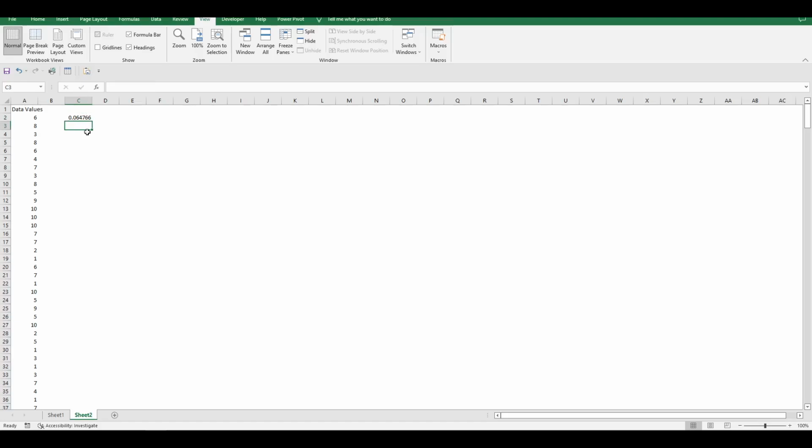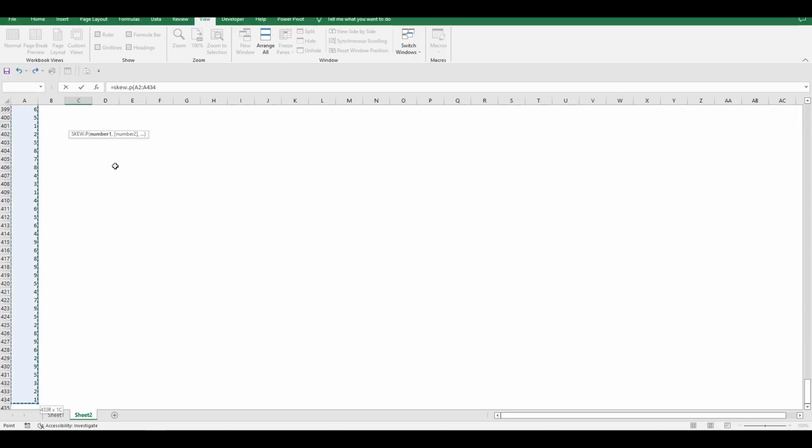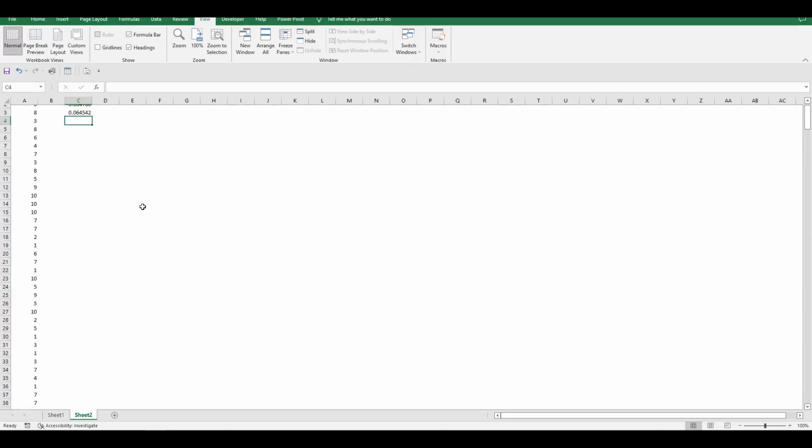And if we consider that we review the entire population, we will use the second function, that is the skew.p function. So we start typing the equal sign again, skew.p. We open a bracket and we include all the observations inside. The skewness is again close to zero, and these results are actually similar because we have a quite high number of observations.